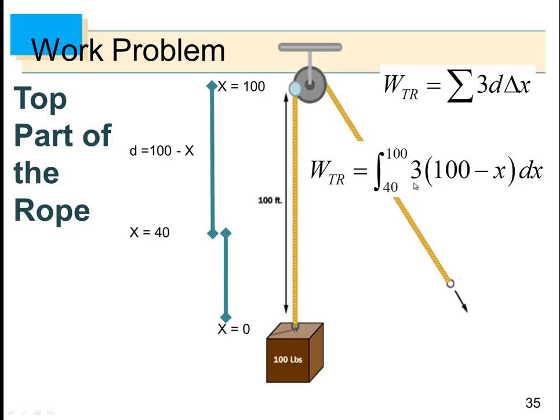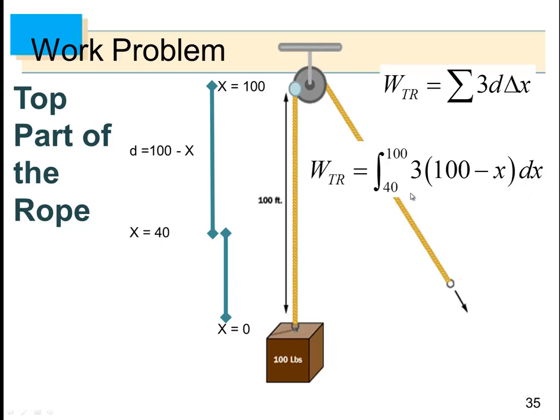The density of the rope is 3 pounds per foot, and then 100 minus x represents the distance that each of these sections is moving, and then dx for the little differentials, the little points on there. Each data point there. And we're talking about really microscopic, infinitely small sections of the rope that we're moving. So that's the theoretical part about the dx.